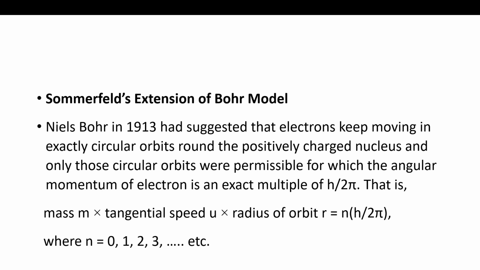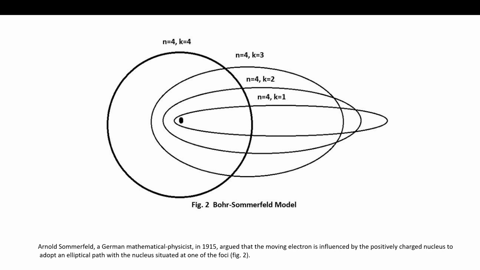Sommerfeld extension of the Bohr model. Niels Bohr in 1913 had suggested that electrons keep moving in circular orbits around the positively charged nucleus, and only those circular orbits were permissible on which angular momentum of electron is an exact multiple of h upon 2 pi, that is m v r, mass into tangential velocity into radius, equal to nh upon 2 pi, where n equal to 1, 2, 3, etc. This is the figure showing the Bohr model.